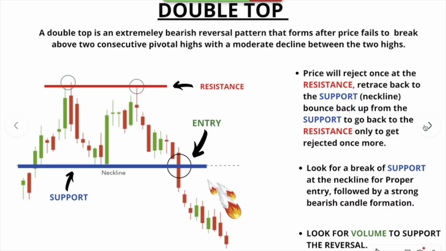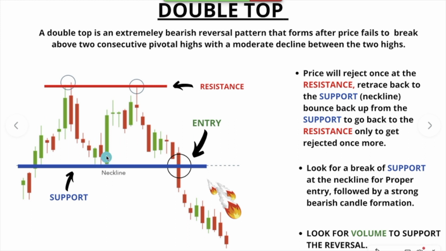So next up, we have the double top. A double top is an extremely bearish reversal pattern that forms after price fails to break above two consecutive pivotal highs with a moderate decline between the two highs. Looking at the double top, you'll see that price comes from the bottom, rises, and meets resistance here once, only to fall back to the neckline, which is the support level.